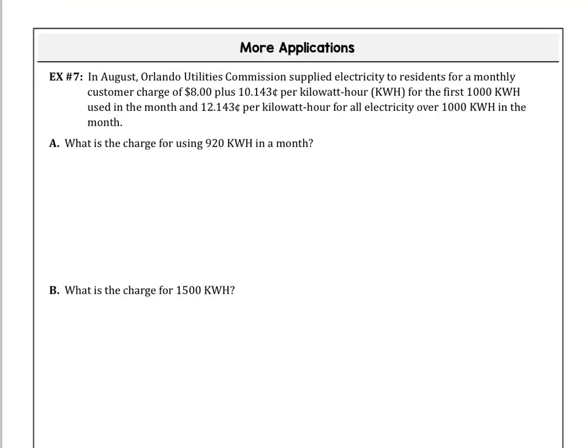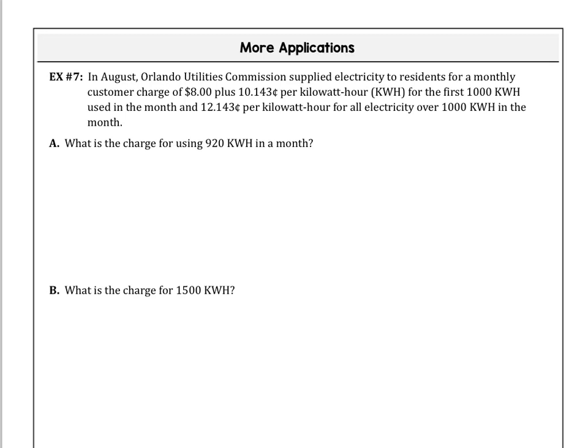Okay, so last example, example 7. In August, Orlando Utilities Commission supplied electricity to residents for a monthly customer charge of $8 plus a little over 10 cents per kilowatt hour for the first 1,000 kilowatt hours used in the month, and a little over 12 cents per kilowatt hour for all electricity over the 1,000 in the month. So what's the charge for using 920?